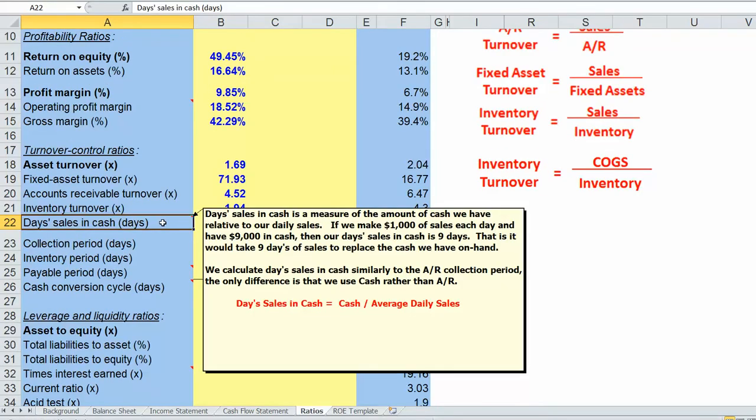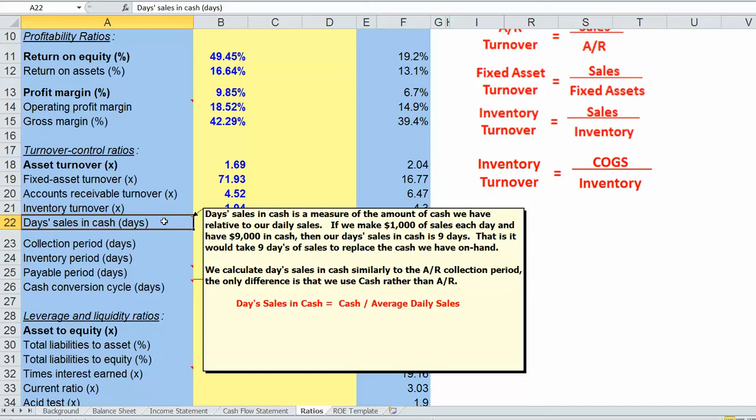Our day sales in cash is also a turnover or control ratio. It measures the amount of cash we have relative to our daily sales. If we were to make, say, $1,000 in sales each day and have $9,000 in cash on hand, then our day's sales in cash would be 9. That is, it would take 9 days of sales to replace the cash that we have available or on hand.